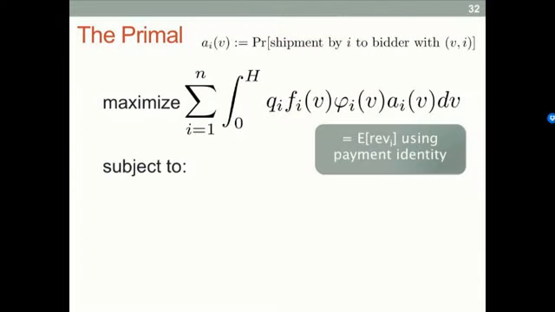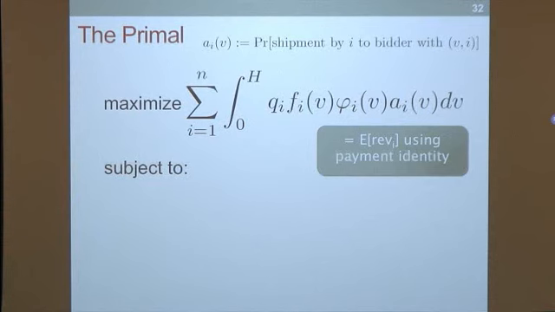What we're maximizing here is just expected revenue. This quantity phi is the normal virtual value. Just think of it as a constant, as a function of e. And this a is the allocation rule, which is the variable we're trying to set. We're trying to come up with the optimal a variable. Everything else is constants. But by the payment identity and known things, this is just expected revenue.